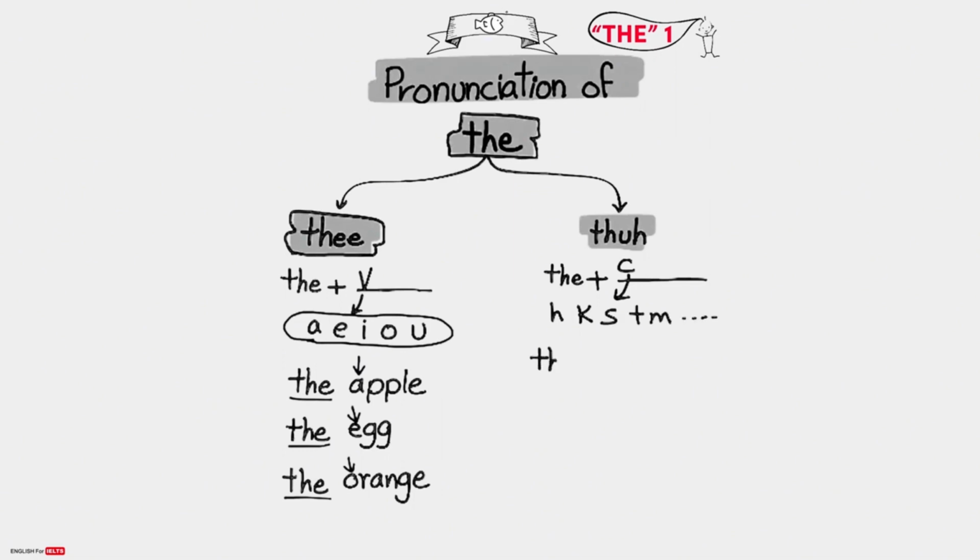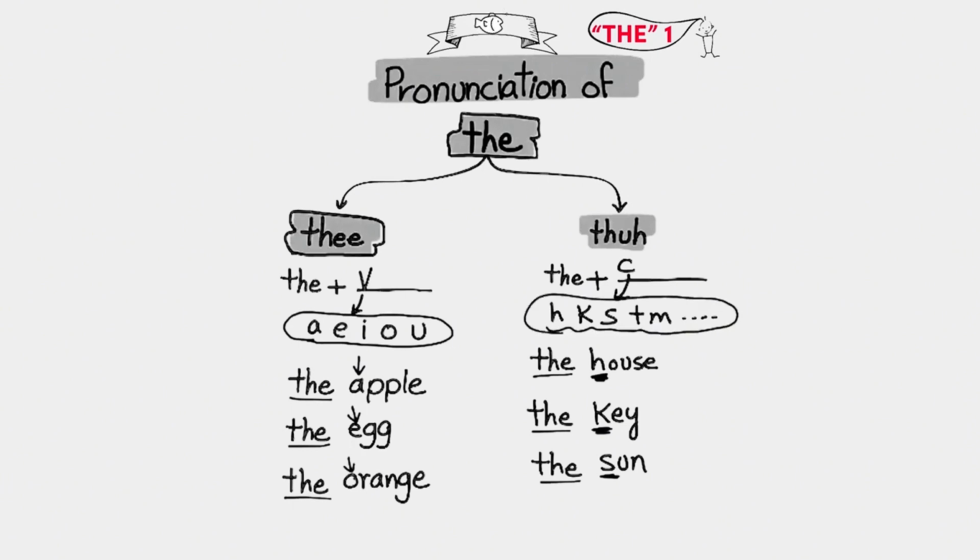We say the house. Starts with h, consonant, so this is "thuh" house, not "thee" house. The key starts with k, consonant sound, so this is "thuh" key. The sun, s, consonant, so "thuh." So with nouns that start with consonants, we say "thuh."